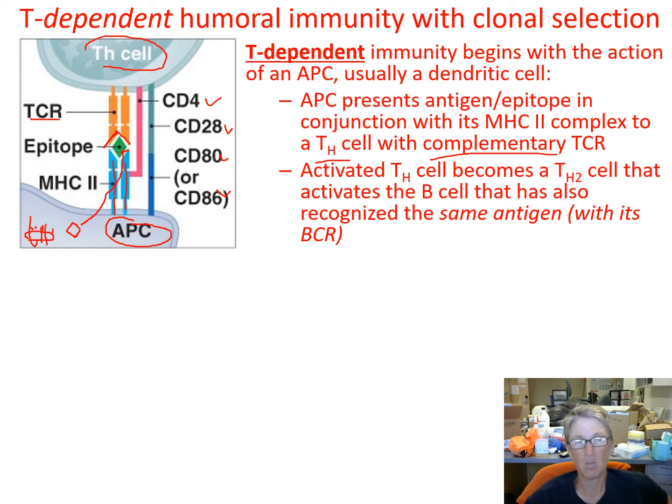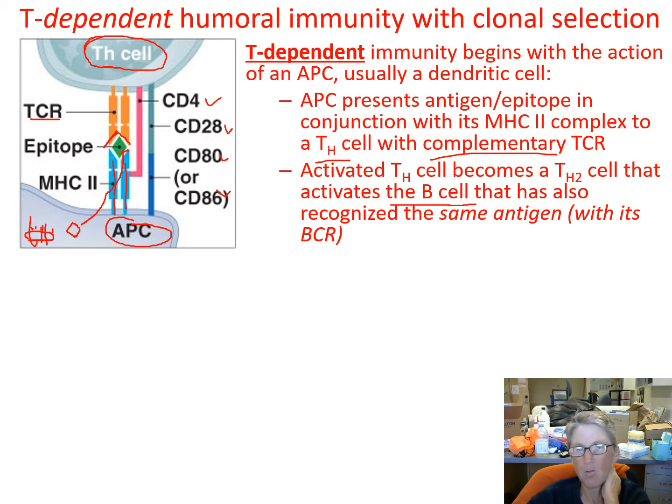the epitope MHC2 complex. Then the activated helper T cell becomes a Th2 cell, and then that T helper cell can activate a B cell that has also recognized the same antigen with its B cell receptors. So think about that. That's 3 cells now. That's an antigen presenting cell that initially found the pathogen with its epitope. Recognition by the helper T cell of that epitope on the antigen presenting cell.